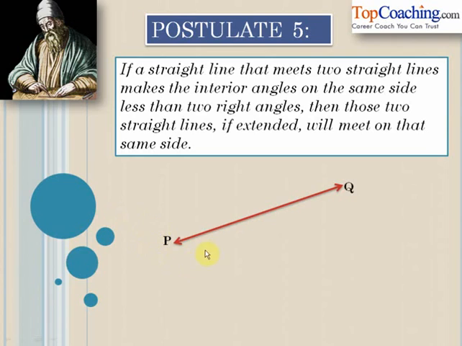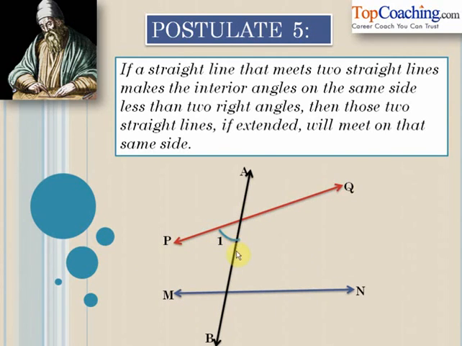Let us say that we have a straight line PQ. Similarly, we have another straight line MN, and there's a third straight line AB that intersects both these lines PQ and MN. Now, angle 1 is the interior angle formed by the line PQ and line AB. Similarly, we have another interior angle, angle 2, formed by MN and AB.